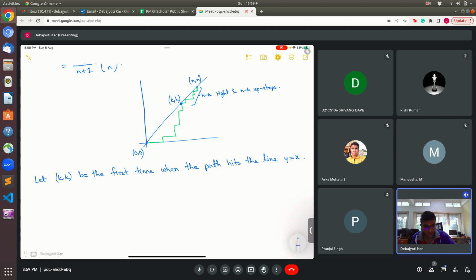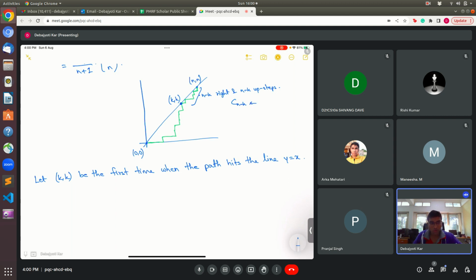So then what is the total number of possible paths from k, k to n, n? That is exactly the n minus kth Catalan number, so that is C_{n-k}. So once you have reached k, k, the number of ways in which you can reach n, n from there is exactly the n minus kth Catalan number.